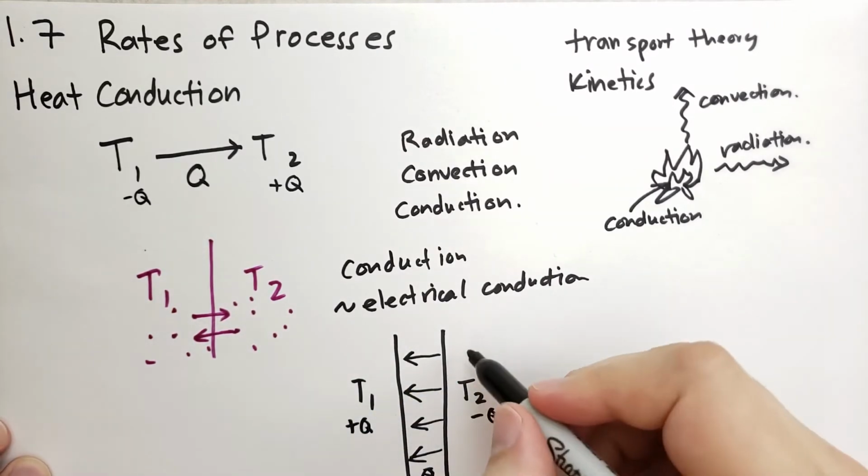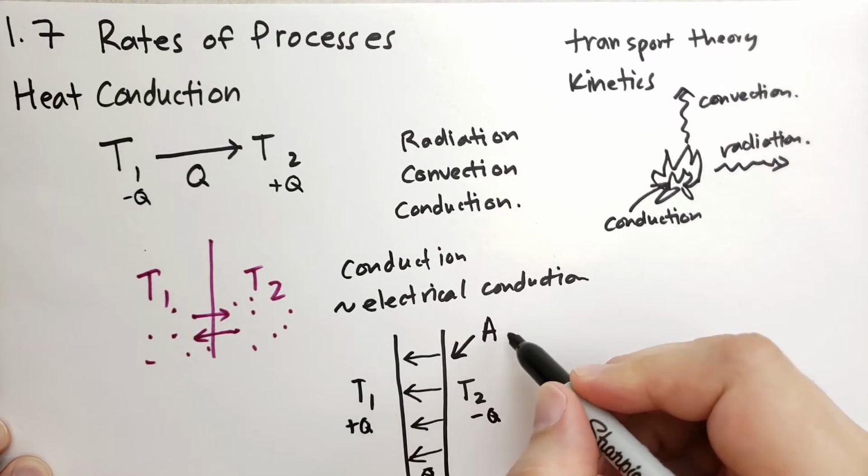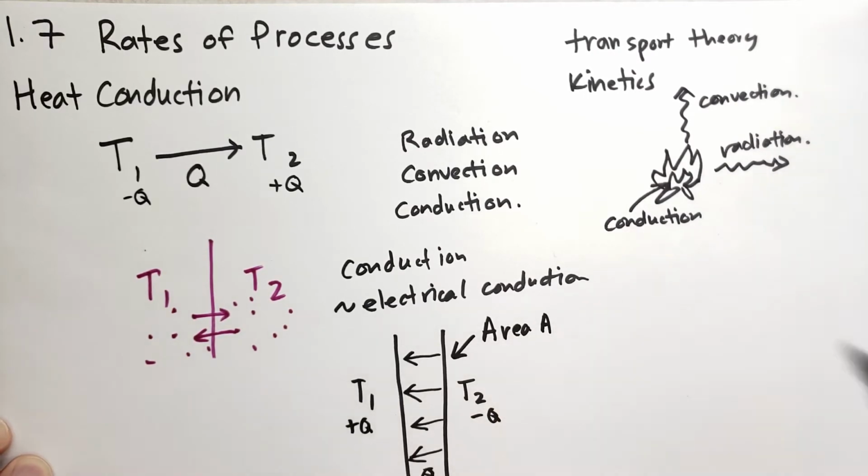Okay, and we're going to take a cross section, an area A, of this material. So if we were to guess what that formula might look like, we might say if we increase the thickness, then that would be inversely proportional to the amount of energy.